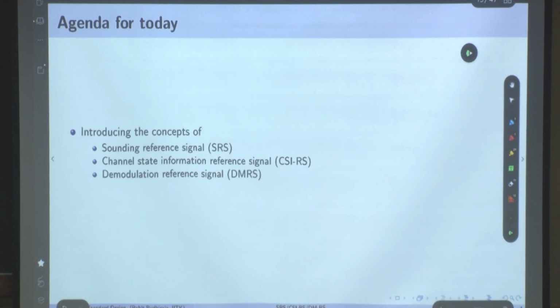So, 5G uses three different kinds of pilot signals. One is the sounding reference signal, the other one is the channel state information reference signal, and the third one is the demodulation reference signal, fine. So, we will discuss what the use of each one of them is and how they are employed in a 5G system. We will take the example we discussed just now and then we will see the use.